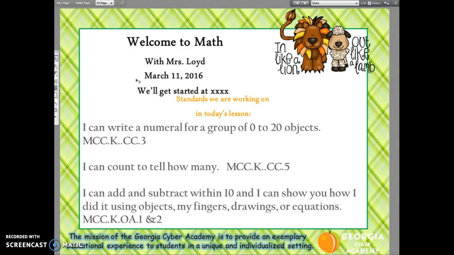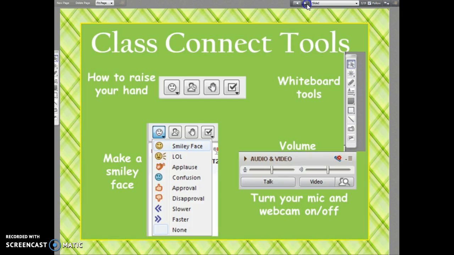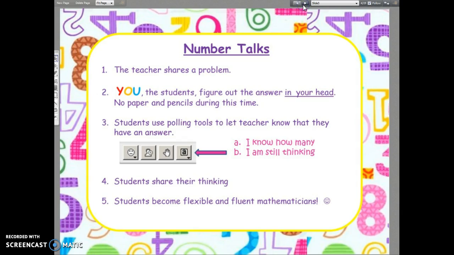Today is March 11th, 2016, and we will be working on writing numerals for a group of 0 to 20 objects, counting to tell how many, add and subtract within 10, show how we did it using objects, our fingers, drawings, or equations. The first thing we're going to do is quickly review the number talks.